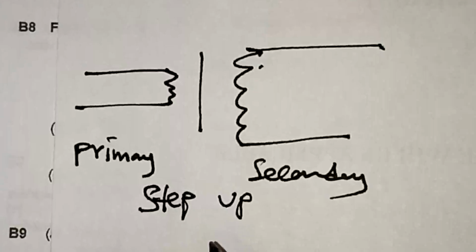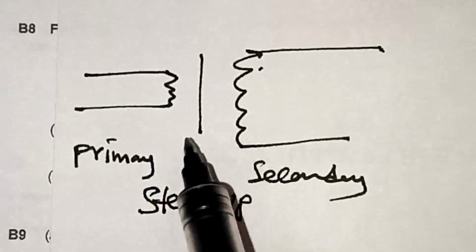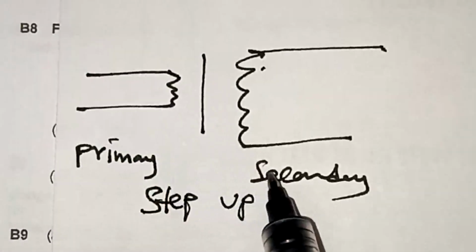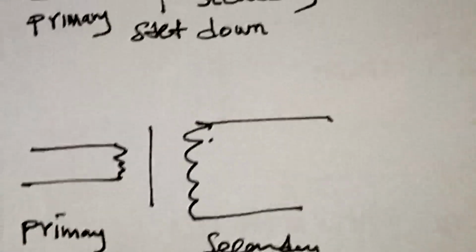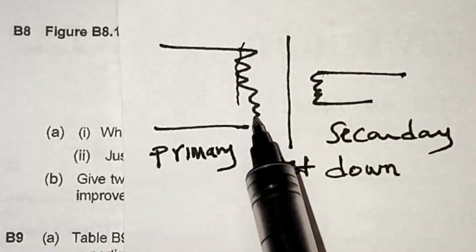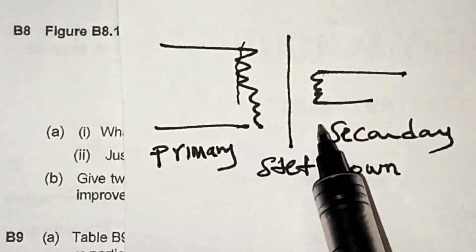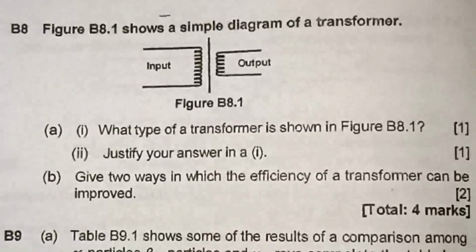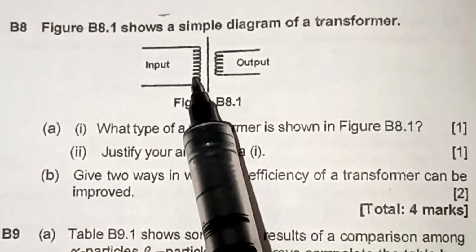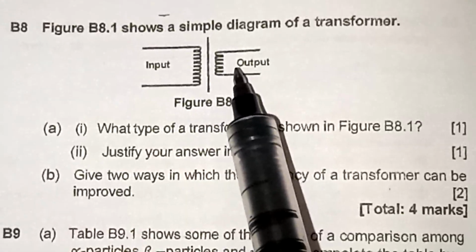So I hope now you understand why I said that one is a step down. This is a step up transformer because on the primary coil there are fewer turns than the secondary coil. Then I said that this is a step down transformer because on the primary coil there are more turns than the secondary coil.